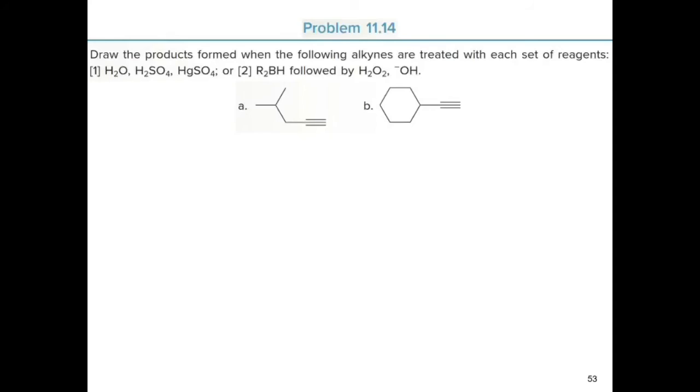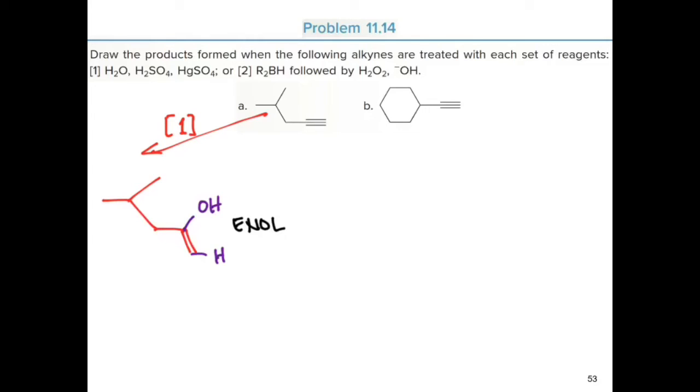And here's practice problem number 14. Draw the products formed when the following alkynes are treated with each set of reagents. So for the first alkyne here, you can see that we have a terminal alkyne reacting with water in the presence of sulfuric acid and mercury sulfate as catalysts. And so that means that the hydroxy group is going to be bonded to the more substituted carbon atom, so it's this one on the left, to form the enol, followed by tautomerization.